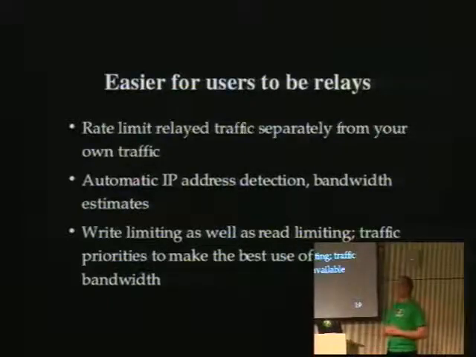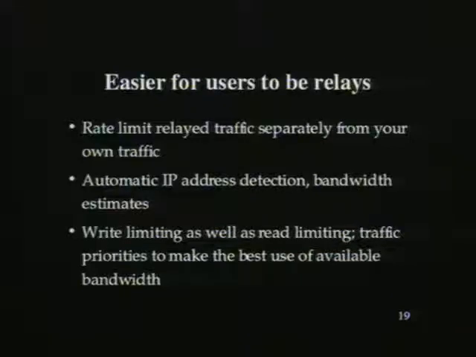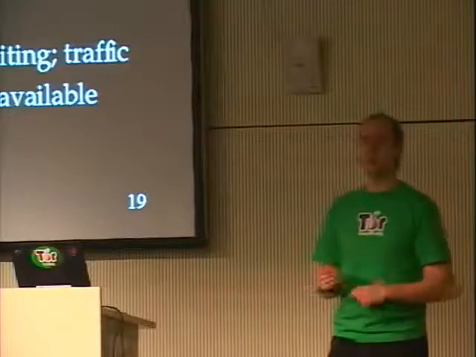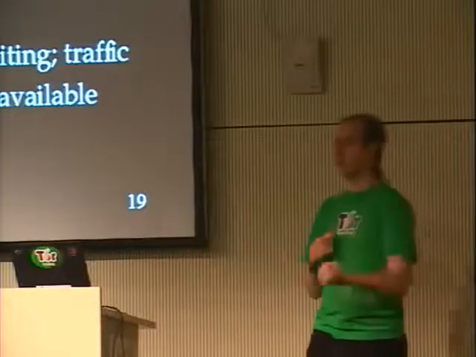So that's one example. We also detect our IP address a lot more easily. Every time you do a directory request, the directory server says, and here's the IP address I think you are. So that means that you can notice pretty quickly if you're on a dynamic IP and you've changed. We also do bandwidth estimates. As soon as you start your Tor client, your Tor relay, it will build a bunch of circuits back to itself and send cells down them so it can figure out how quick you are. So that bootstraps you into the network faster. We also added write limiting as well as read limiting. We used to just rate limit the bytes coming in. Now we rate limit both. And we also have traffic priorities, so you can specify certain connections should go out first, and the rest of them can fill in whatever's left.